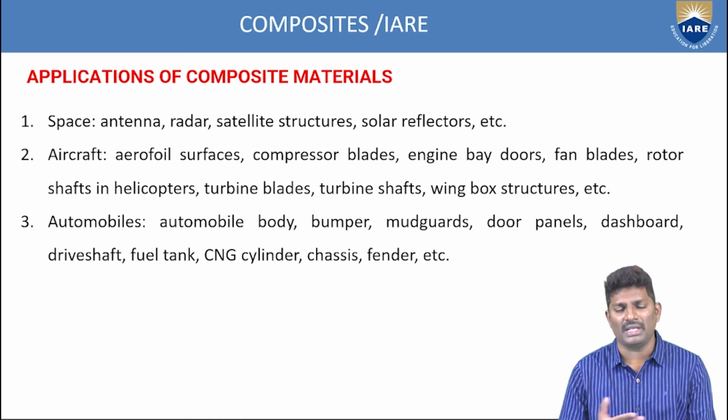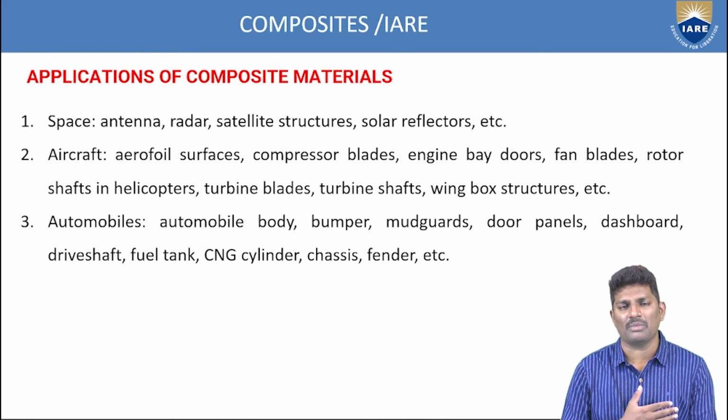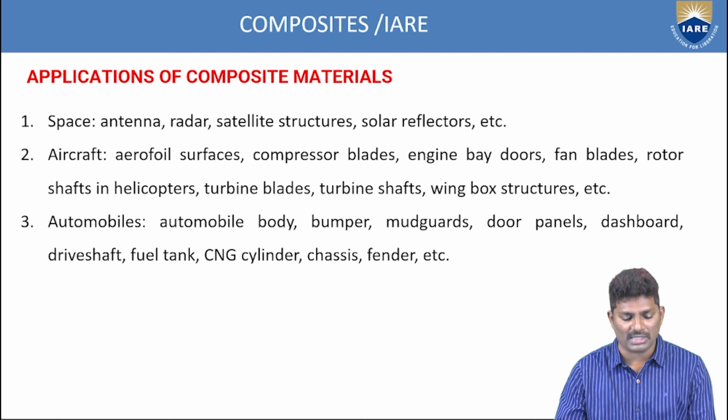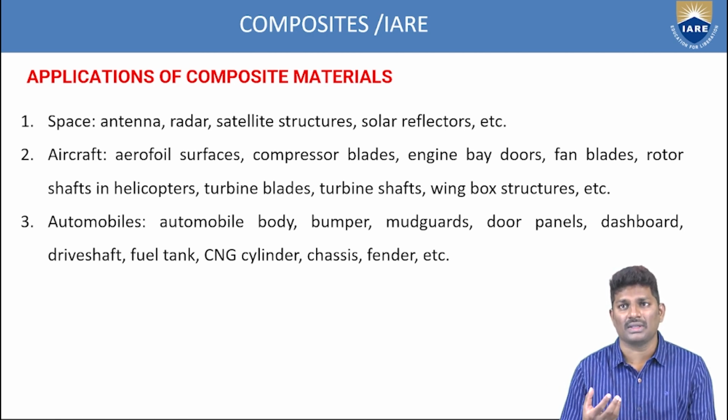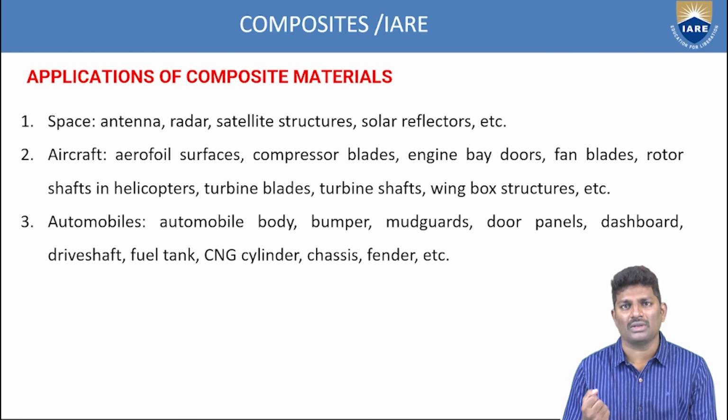Now if you see different applications, you have a lot of applications using composite materials. In any sector you can see n number of materials which are composite. It is not a single material. In space applications, you have antennas, the radar we are using, satellite structures, solar reflectors. These are all made up of different types of material. Even in aircraft, the aerofoil surfaces, compressor blades, engine body, and fan blades are all made up of composite materials only.